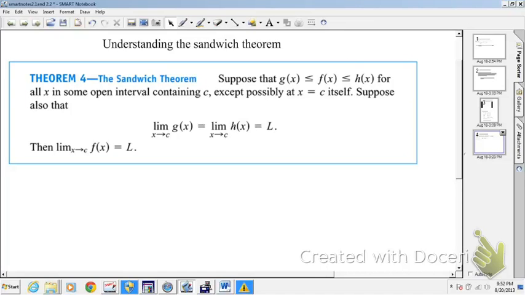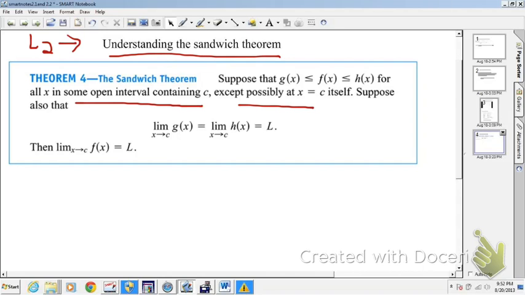Okay, welcome back. I'm going to call this one Lesson 2 Continued because it's still under the notion of finding limits. The sandwich theorem is often used to help you find a limit. I'll read it first. It says, suppose that g of x is less than or equal to f of x, which is less than or equal to h of x, for all x in some open interval containing c, except possibly at c itself. Suppose also that the limit of g of x and h of x is equal to L. Then we know that the limit of f of x will also be equal to L.